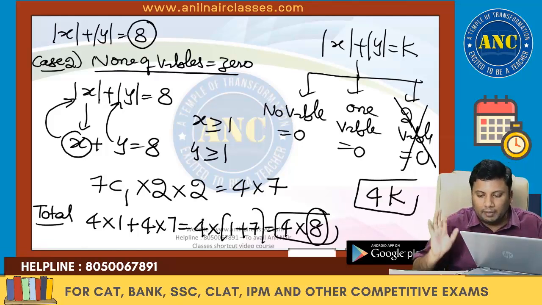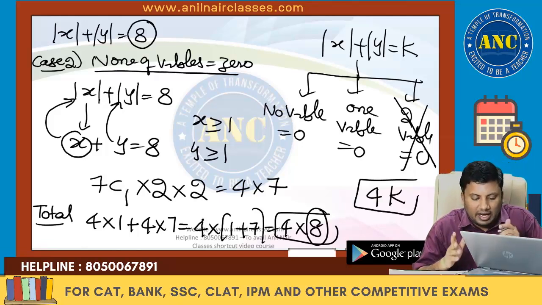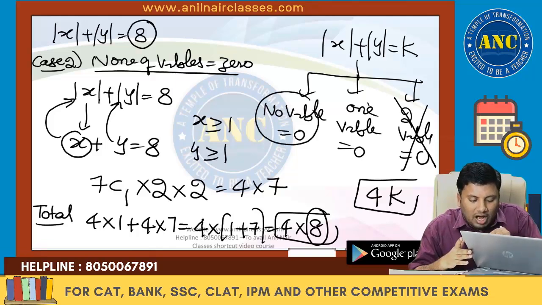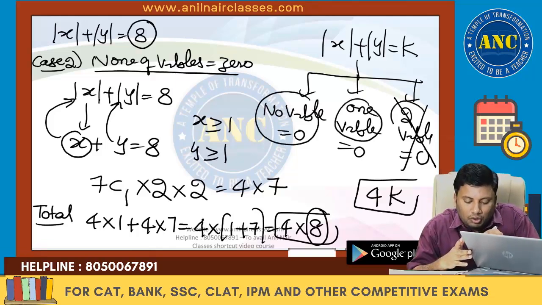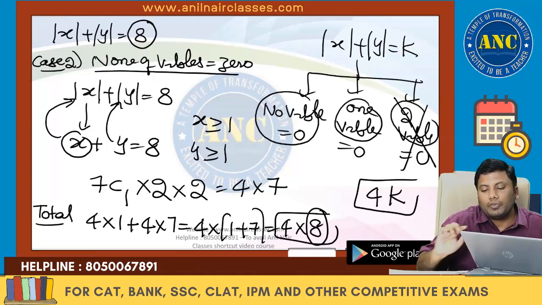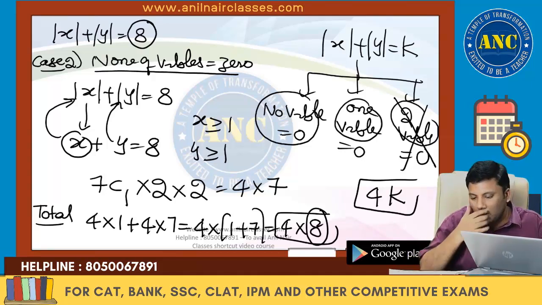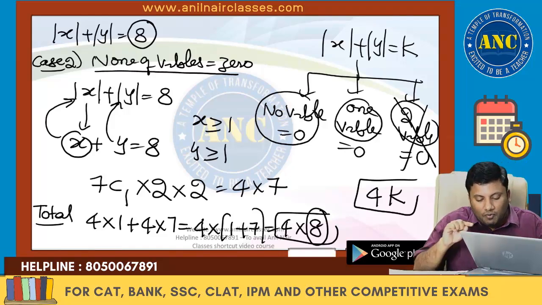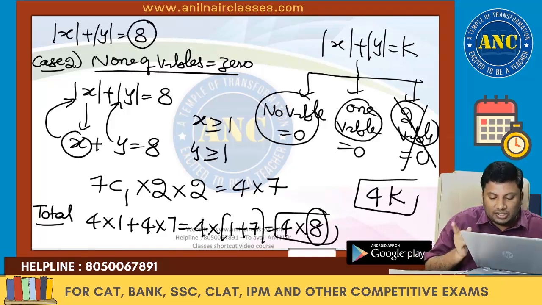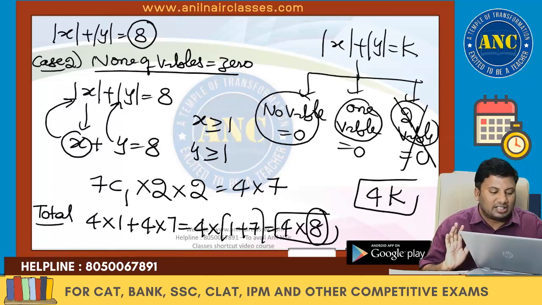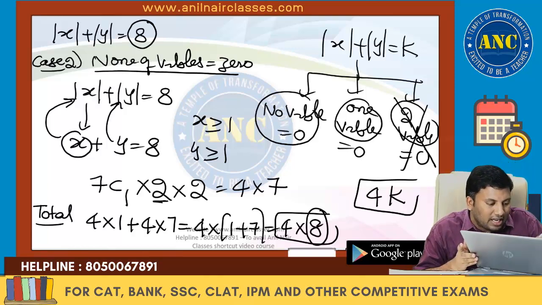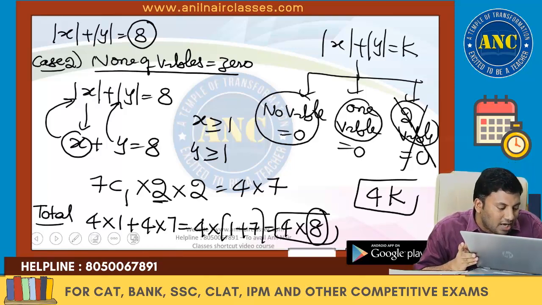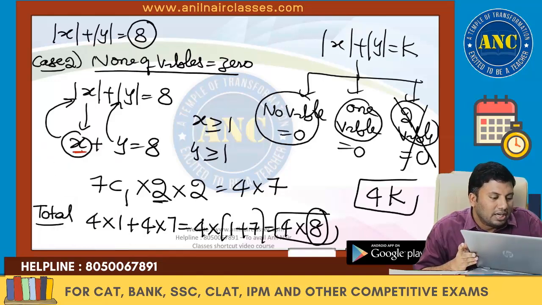If two variables have modulus summing to k, either no variable is 0, or one variable is 0, or two variables are 0. Two variables being 0 cannot be possible because the right-hand side is a positive value. One variable 0 is case 1. No variable 0 is case 2. Why did I get two cases? The modulus answer comes out positive, but inside it could be plus, inside it could be minus.